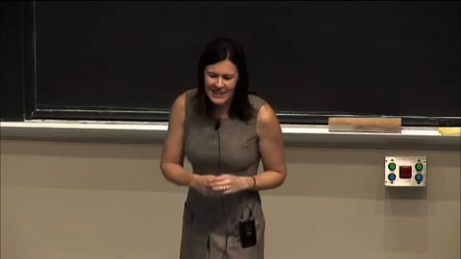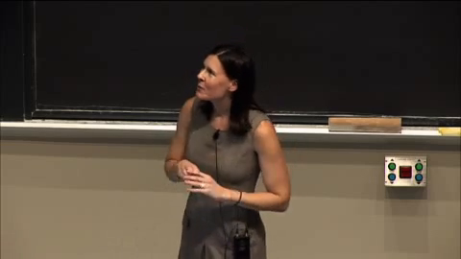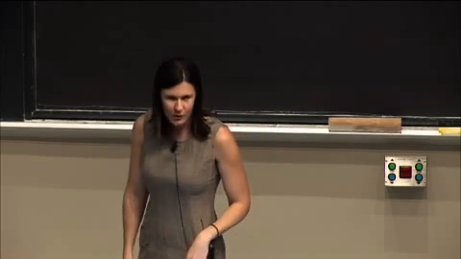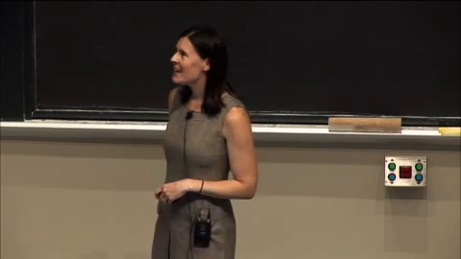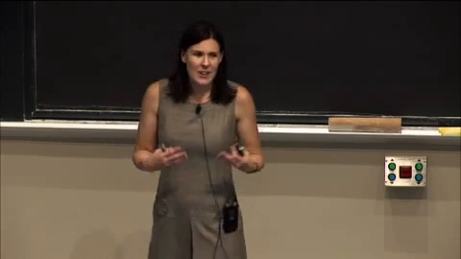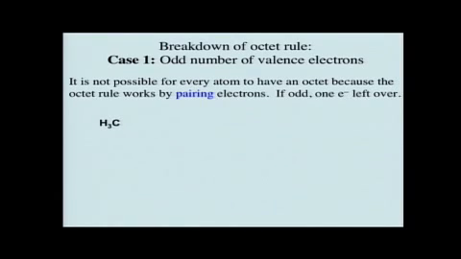All right, so let's move on with life, though. Talking about the breakdown of the octet rule. The first example where we're going to see a breakdown is anytime we have an odd number of valence electrons. This is probably the easiest to explain and to think about, because if we have an odd number, that means we can't have our octet rule, because our octet rule works by pairing electrons. And if we have an odd number, we automatically have an odd electron out.